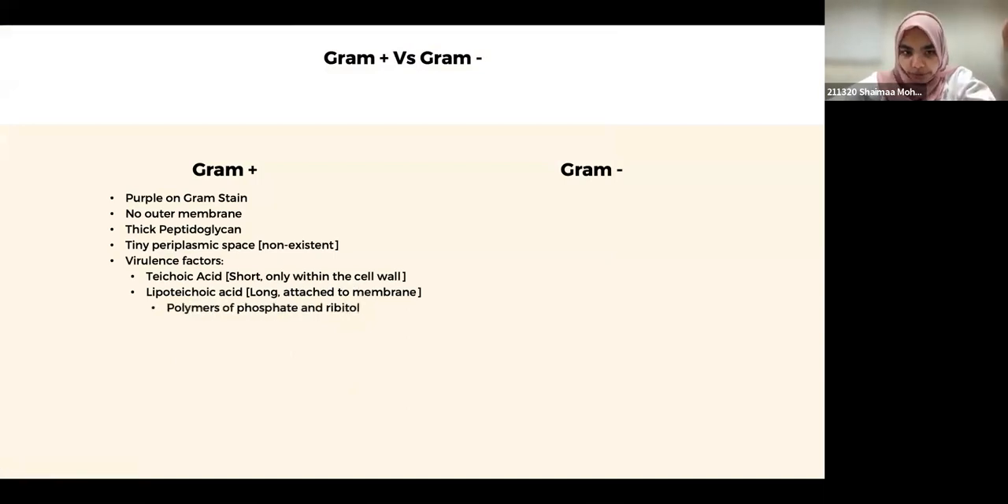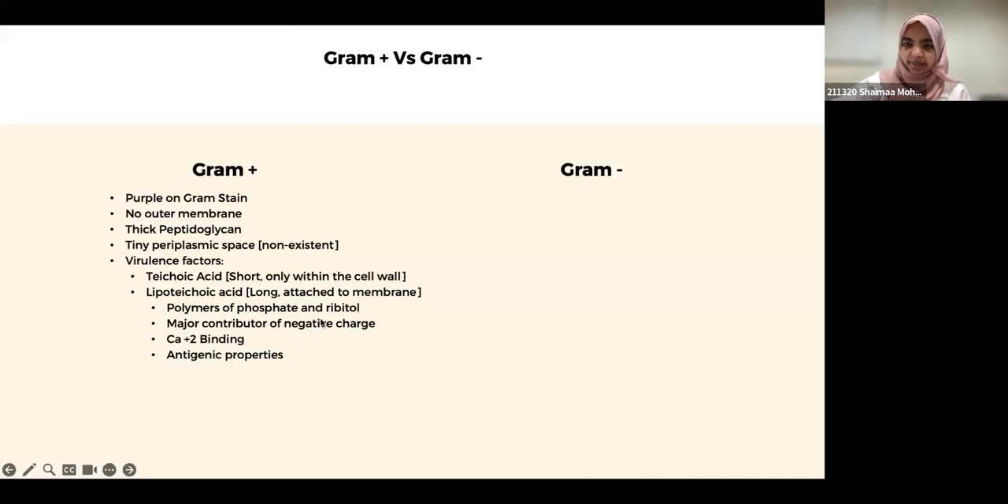And what are those acids? They are polymers of phosphate and ribitol or glycerol, and they contribute to the negative charge of the bacteria. So if you're asked for a gram-positive bacteria, what provides the negative charge? You can say teichoic acid or lipoteichoic acid, okay? And they can bind calcium, which makes sense. If they're negative, they can bind positive molecules, they attract. And they also have antigenic properties, which we said against antigens, what forms? Antibodies, okay?